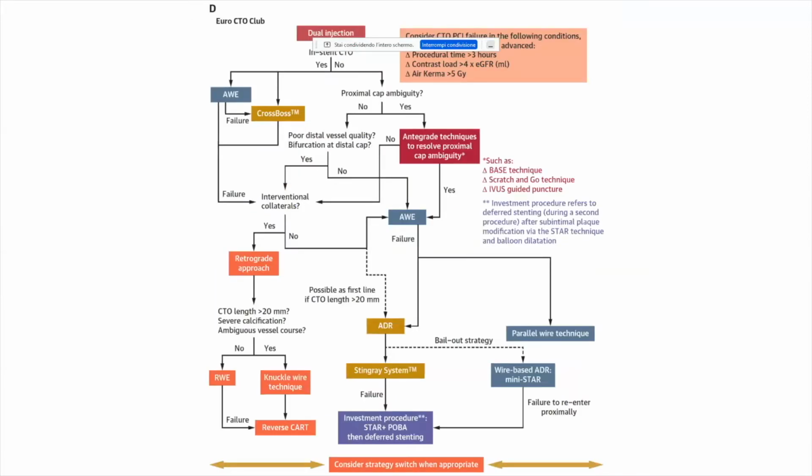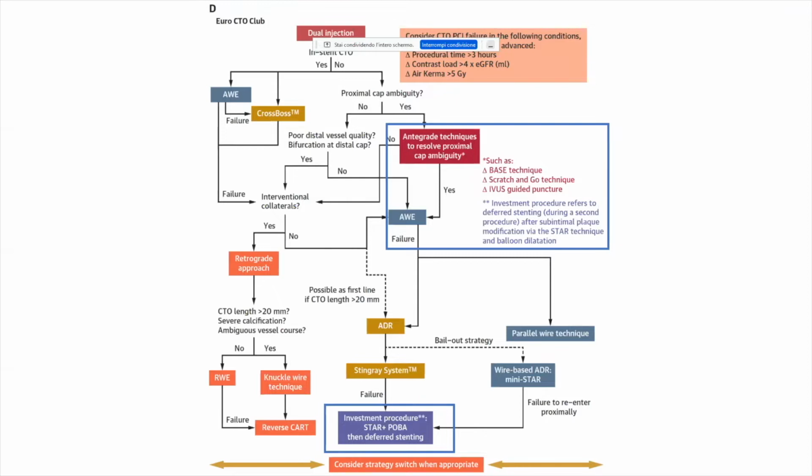And this is the last algorithm that was published 2 years ago, the EuroCTO Club algorithm, in which the authors make the first difference between in-stent or non-in-stent CTO. After this, they focused on the antegrade techniques to resolve a proximal cap ambiguity. For these authors, we can perform all the techniques that are available at this moment, such as the bass technique and the scratching technique, so these two are the move-the-cap techniques, or we can perform an IVUS-guided puncture.